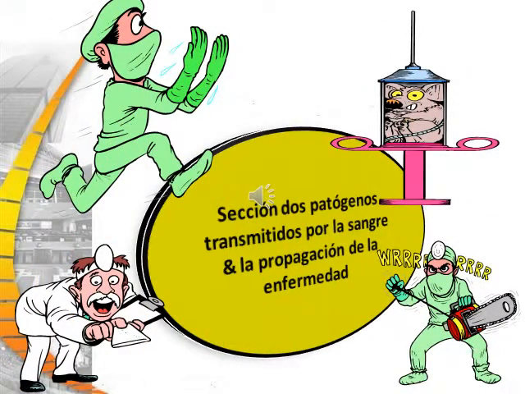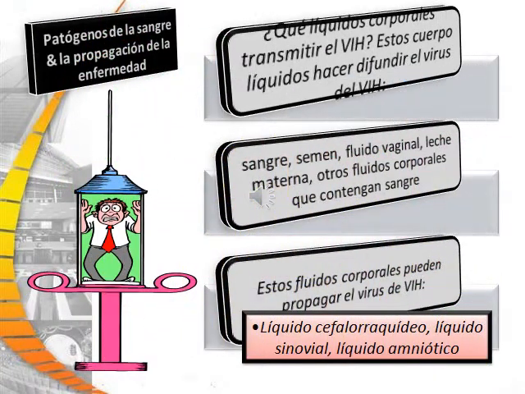Section 2, Bloodborne Pathogens and the Spread of Disease. What bodily fluids transmit HIV? Blood, semen, vaginal fluid, breast milk, and other bodily fluids containing blood. These bodily fluids may spread the HIV virus. Also cerebrospinal fluid, synovial fluid, and amniotic fluid.